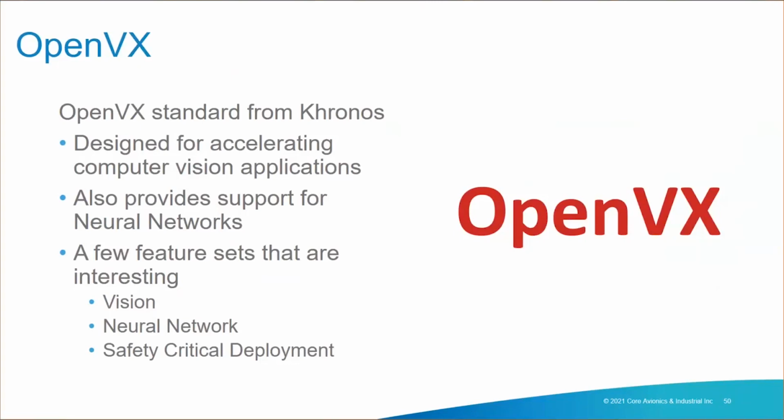The other interesting thing for us is that, like Vulkan SC, there's a safety critical deployment feature set for OpenVX that's really designed around exposing certain functionality to the user so that they can ensure they're building an application that will be certifiable, that they're not using functionality that would be difficult to certify or would make certification more complicated.